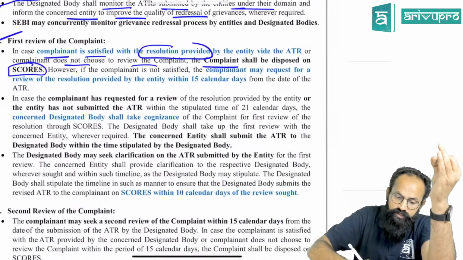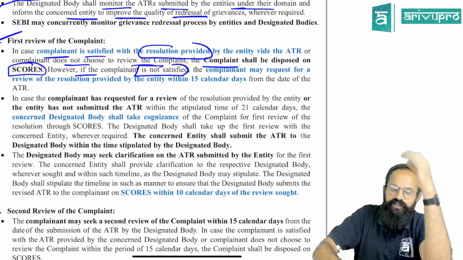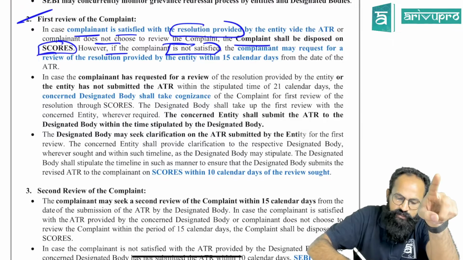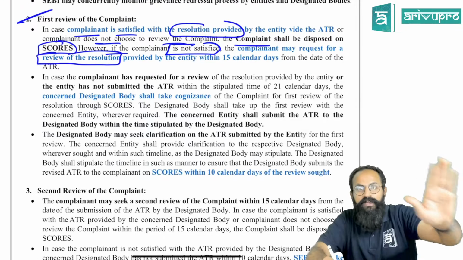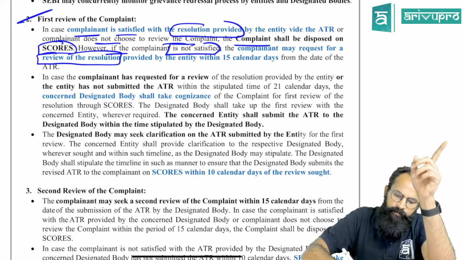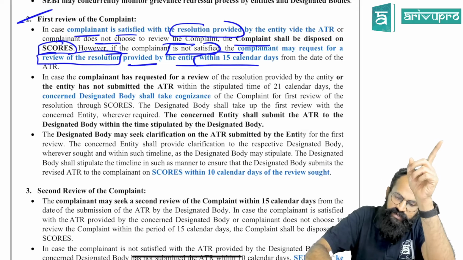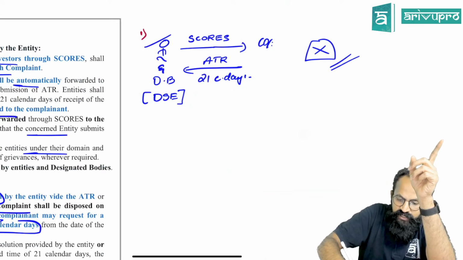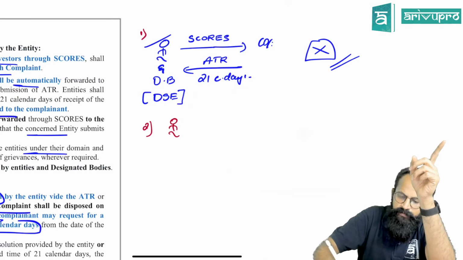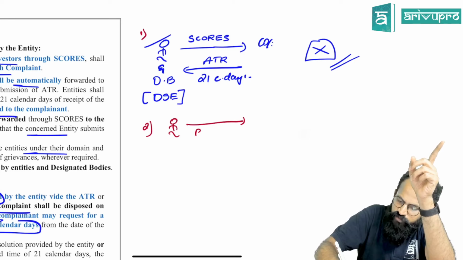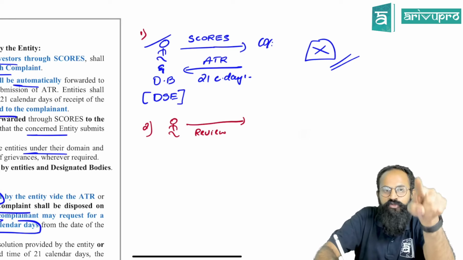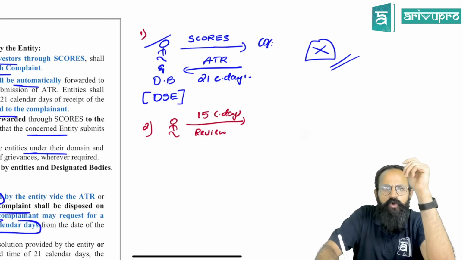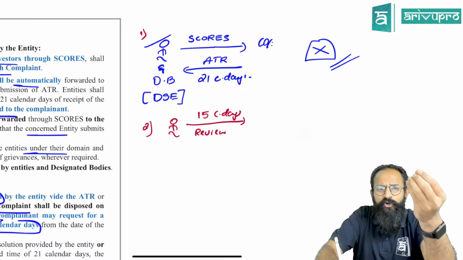Okay. However, if the complainant is not satisfied, sir, I'm not satisfied with the resolution, then the complainant may request a review of the resolution. Meaning, I'm asking, I'm not happy, someone should review this. It must be requested within 15 calendar days from the date of ATR. Now, what is happening, people? The investor got the resolution; this is the first step. In the second step, the investor can go for a review. Meaning, I want someone else to look into this. Within how many days, sir? Within 15 calendar days, I can ask for a review. Who will review it, people? It will be reviewed by the designated body.